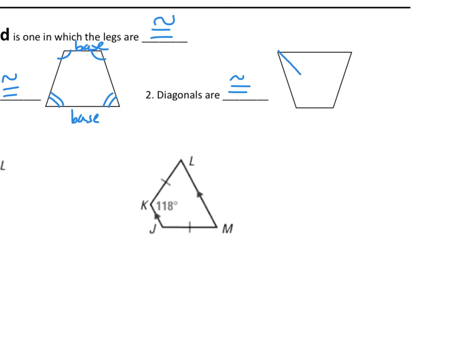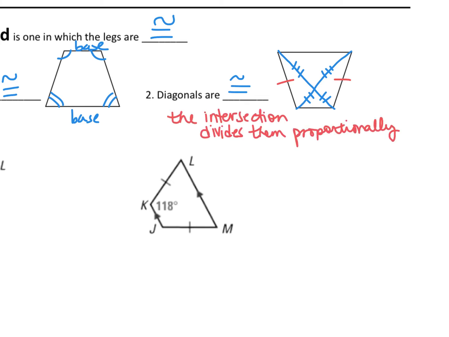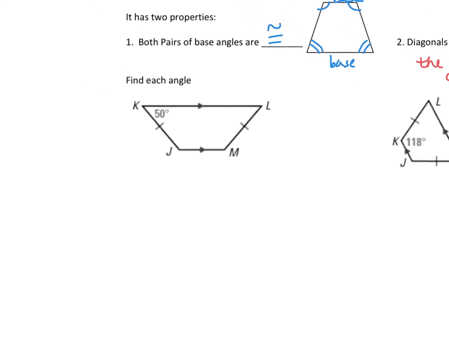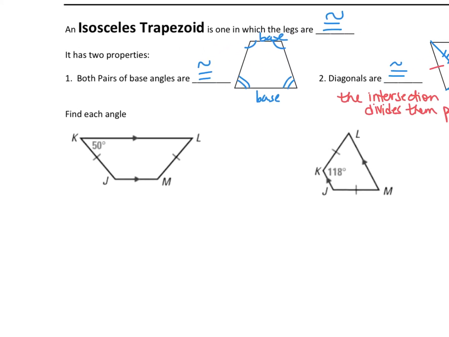So if I drew them in, these two little segments would be equal, and these two little segments would be equal. Of course, they don't bisect each other, and this is still an isosceles trapezoid. And the intersection divides them proportionally. Okay, so let's look at a couple of examples that are isosceles trapezoids.